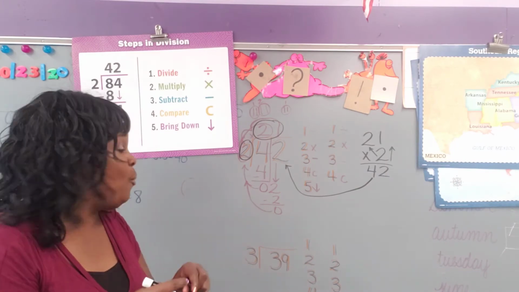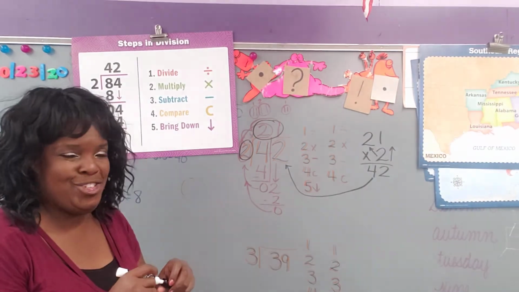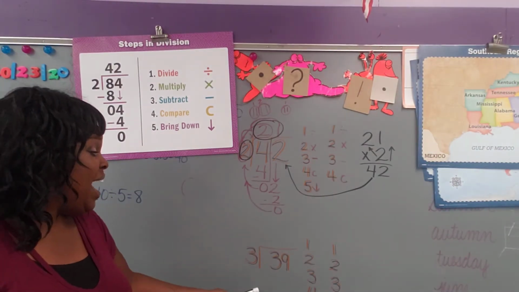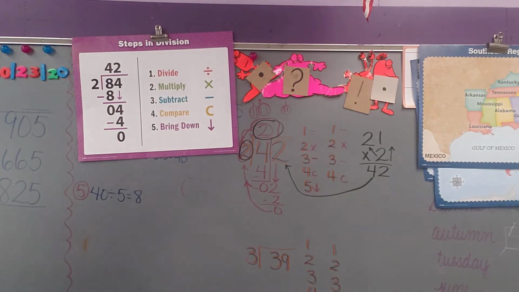Yes. And if they're equal, then we're done. We don't need to do anything else with this problem. It is finished, okay? So now let's come down to 39 divided by 3.